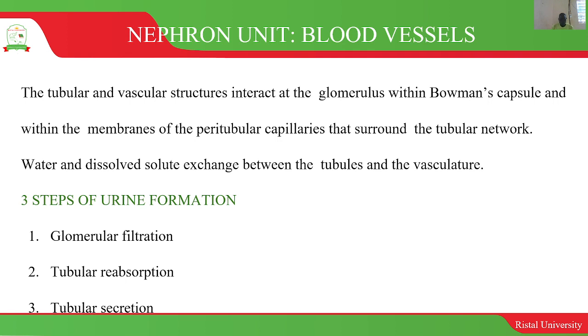We have three basic steps in the urine formation. One is what we call the glomerular filtration, which I've already mentioned, ultrafiltration. Two is the tubular reabsorption that happens in the proximal and the distal convoluted tubule, and also within the loop of Henle. The loop of Henle is the U-tube structure between the PCT, proximal convoluted tubule, and the DCT, the distal convoluted tubule of the nephron.